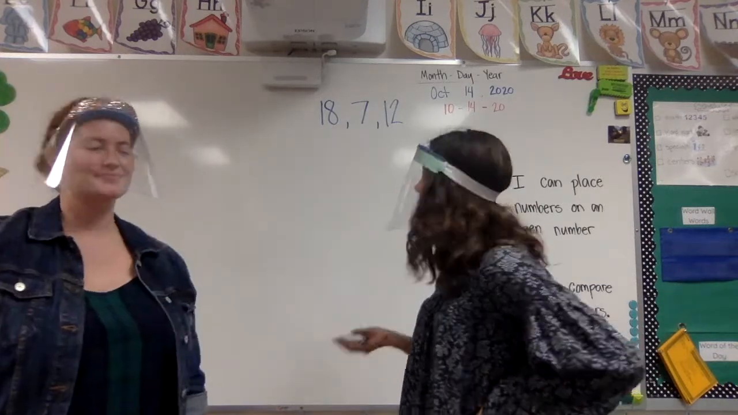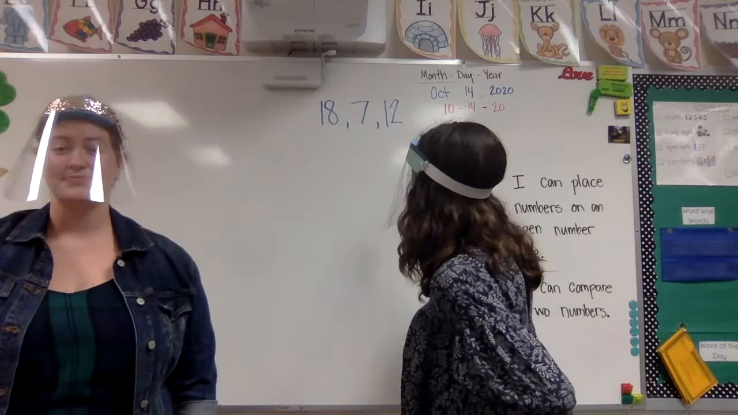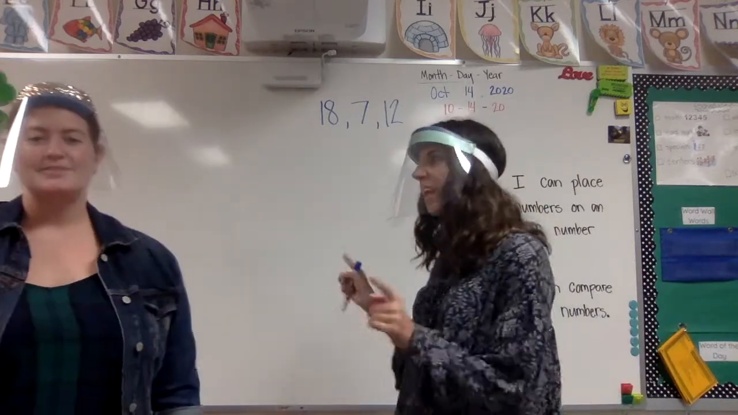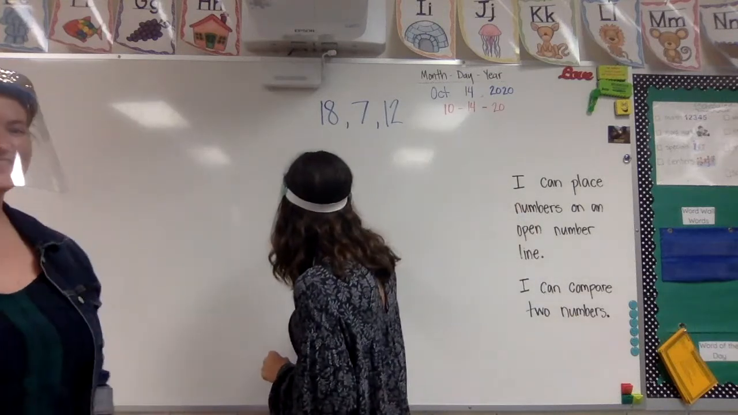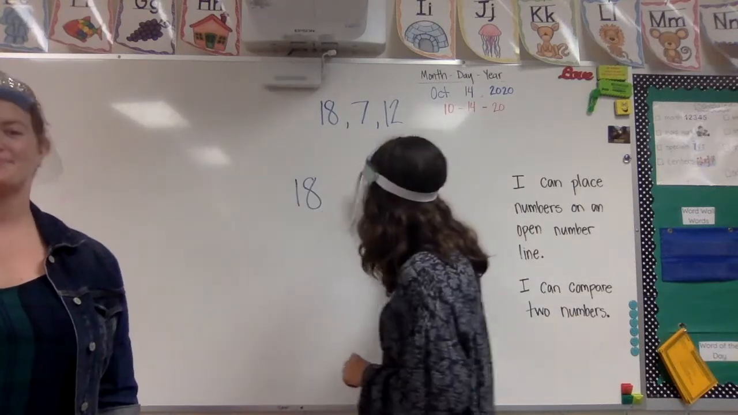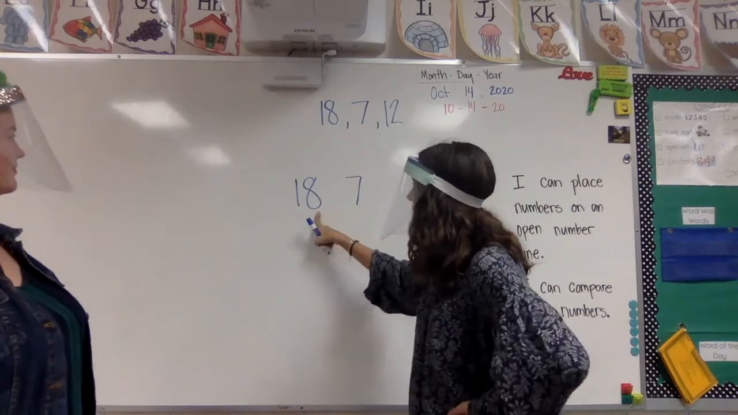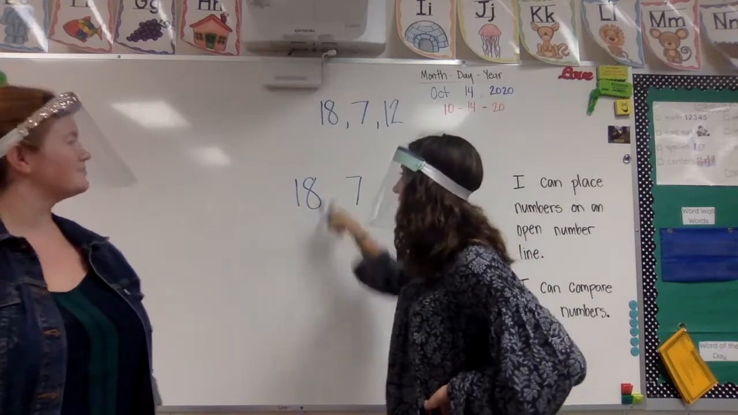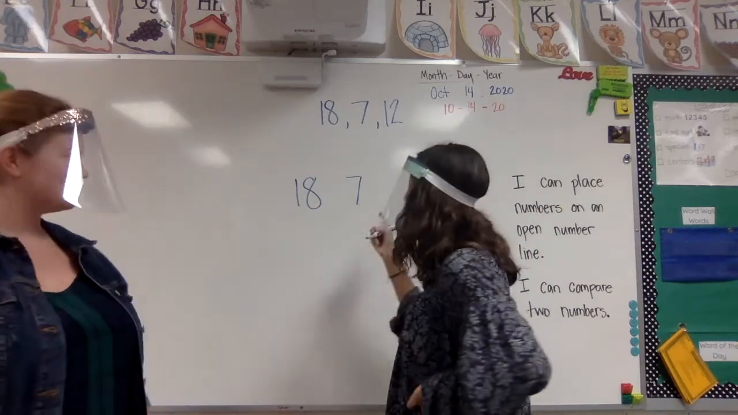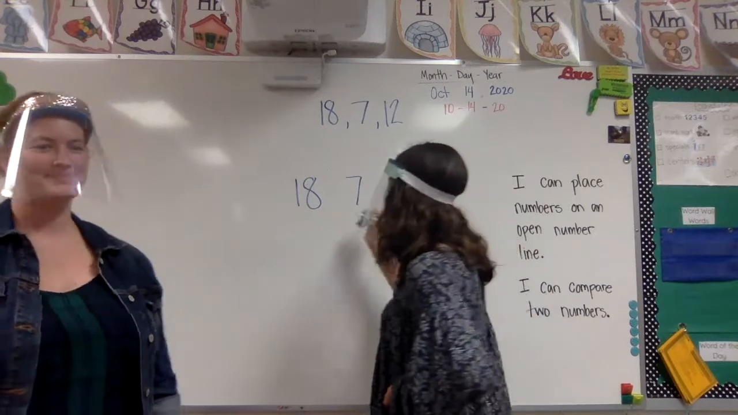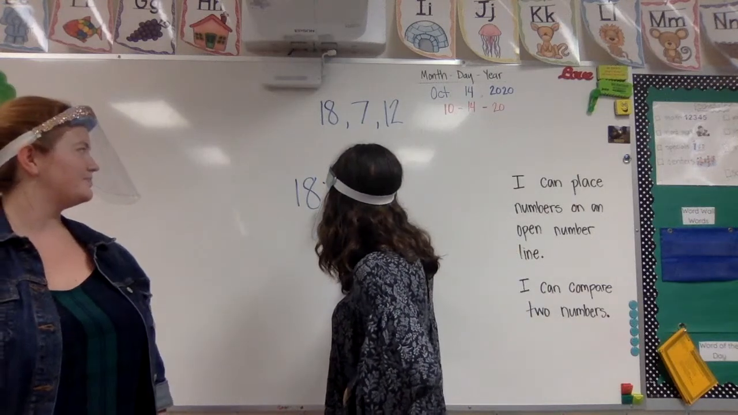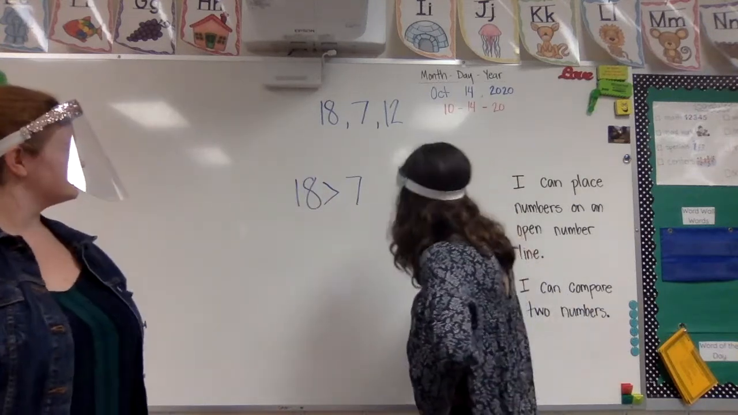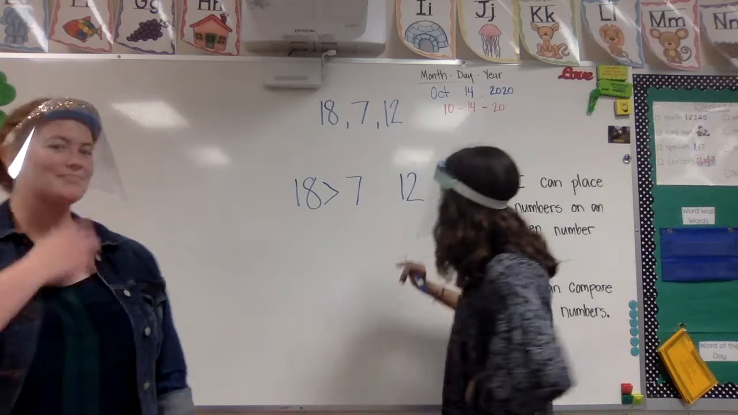Wow. In order to do this, I am going to start writing each of my numbers down, and then I'll just compare them to their neighbor. So let's see. I have 18 first, and I have 7 next. So I know that 18 has a number in the tens place, and 7 doesn't. So 18 is automatically going to be bigger or greater than 7. So I'm going to make my symbol for greater than because the open side is facing the greater number. And my last number is 12. So I'm going to write down 12 over here.